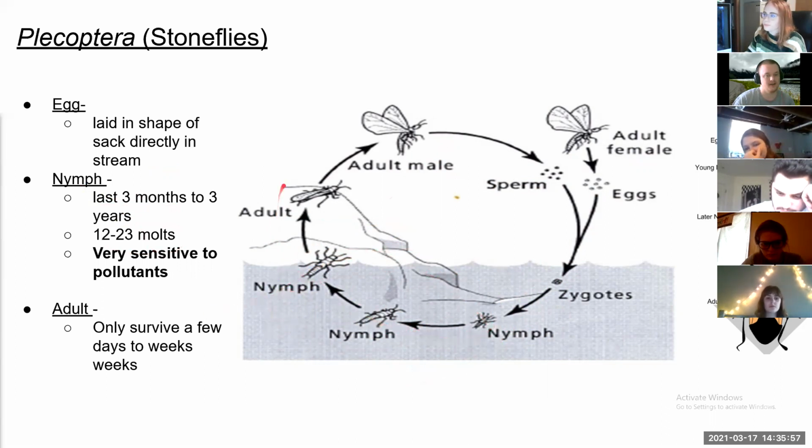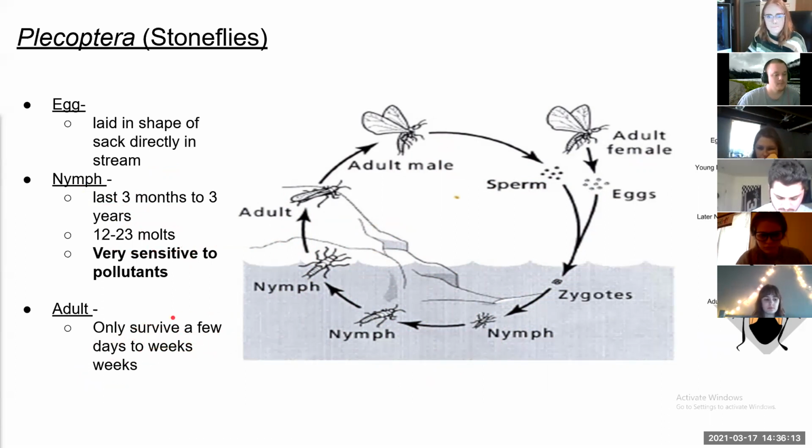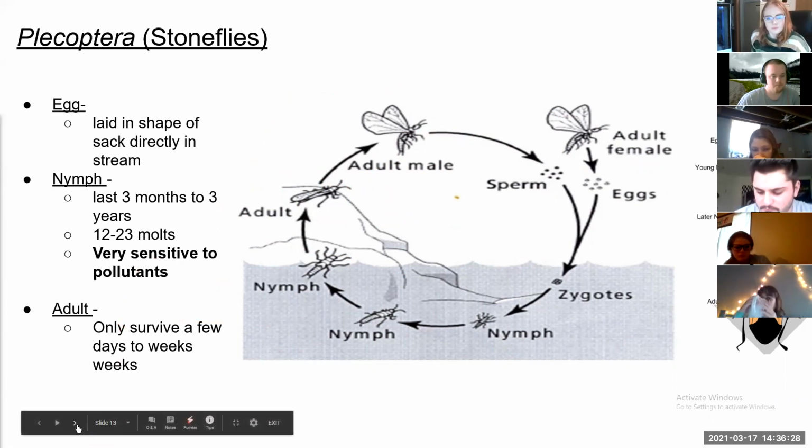They skip the subimago stage and go straight to being adults. The adults will only survive a few days to a few weeks, so they're a little bit longer lived. Generally, the adults do not feed, but some adults do feed, depending on the particular species. In those cases, the adults are more herbivores.